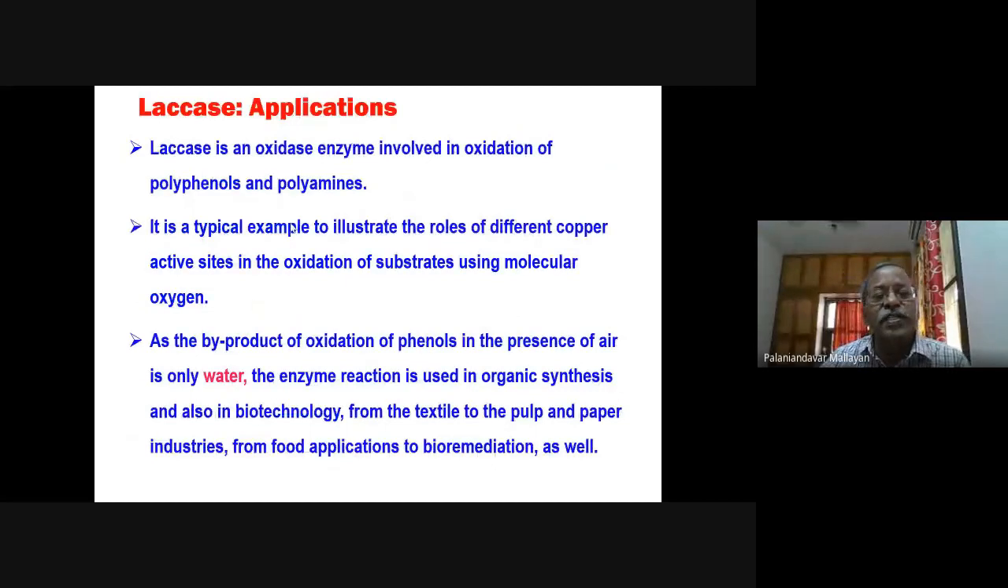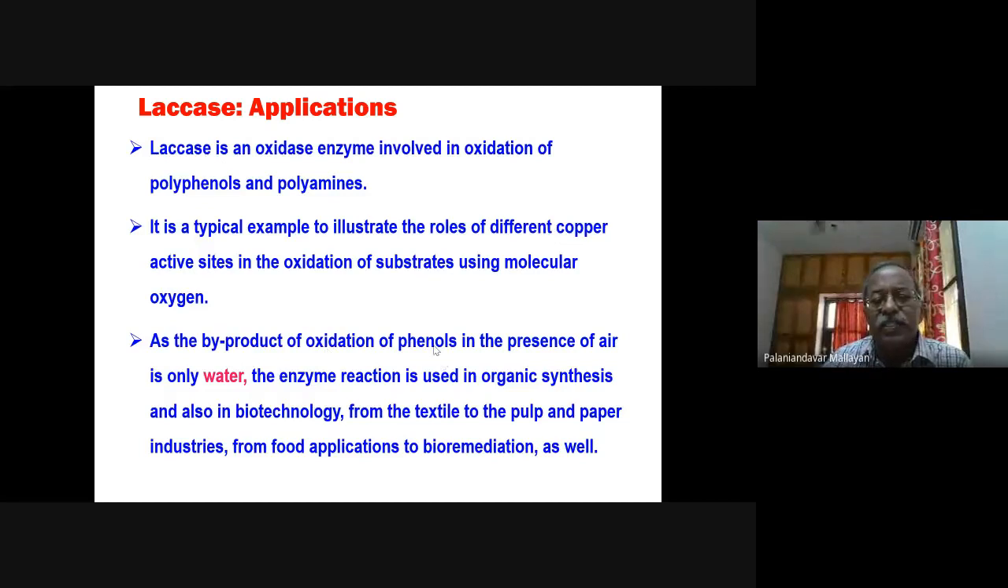So laccase, what is it? It's an oxidase enzyme involved in the oxidation of polyphenols and polyamines. It's a typical example to illustrate the roles of different copper active sites: electron transfer, activation, storage of molecular oxygen, activation of molecular oxygen. So all of them are involved in oxidation of the substrates using dioxygen.